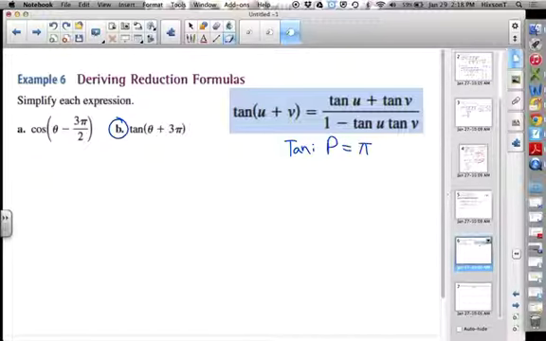The period of tangent equals pi. Remember, last chapter we dealt with sine and cosine and sketching the graph? And the period was 2 pi. Tangent's a little different, its period is only pi. That's the period.